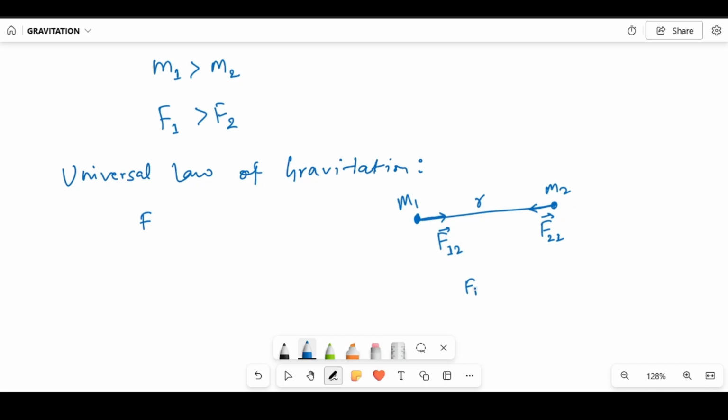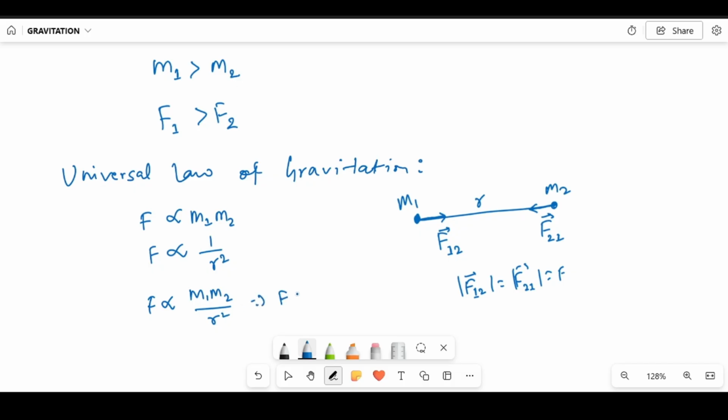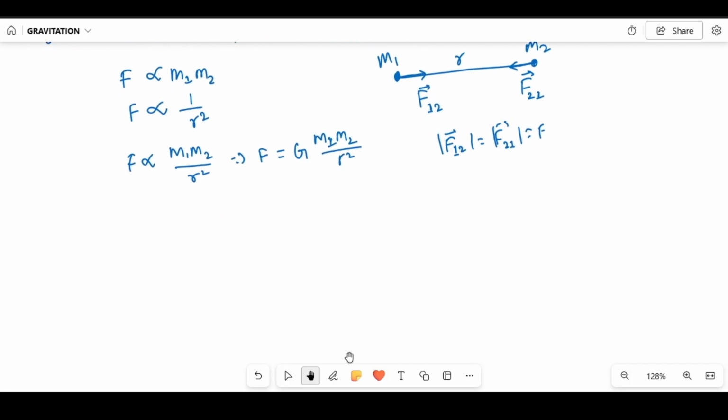So these two forces are equal in magnitude, and let's say the magnitude is F. So this F is directly proportional to m1 into m2 and inversely proportional to 1 by r square. And if we combine these two, we will get m1 m2 divided by r square, or after replacing this proportionality sign with equality sign, we can write here proportionality constant G, and then we will have m1 m2 by r square, and G is known as universal gravitational constant.